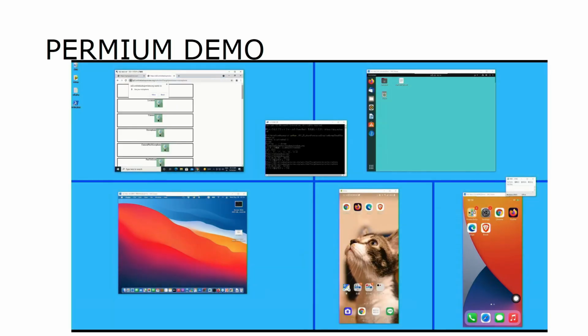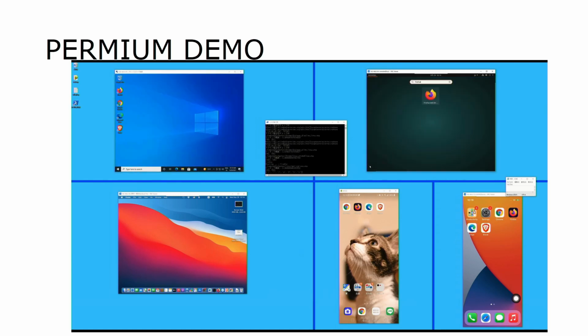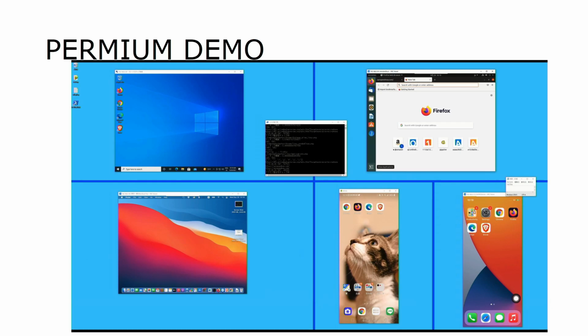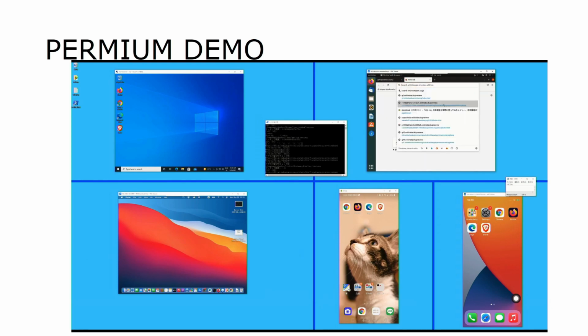This is a demonstration of the Permium framework. Permium has a screen for 5 different operating systems. Permium automatically recognizes the UI of the browser and operates it.